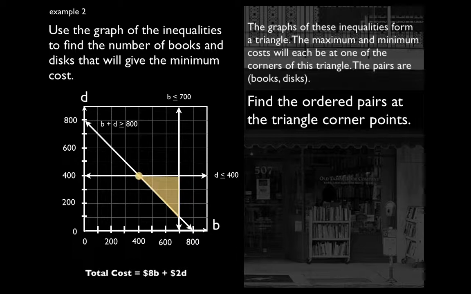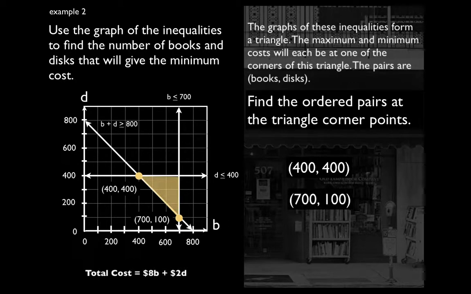So the first corner point we're going to look at is the point 400, 400. The next point is 700, 100. And the last point is 700, 400. These numbers represent the number of books and the number of discs. So either 400 books and 400 discs, 700 books and 100 discs, or 700 books and 400 discs.